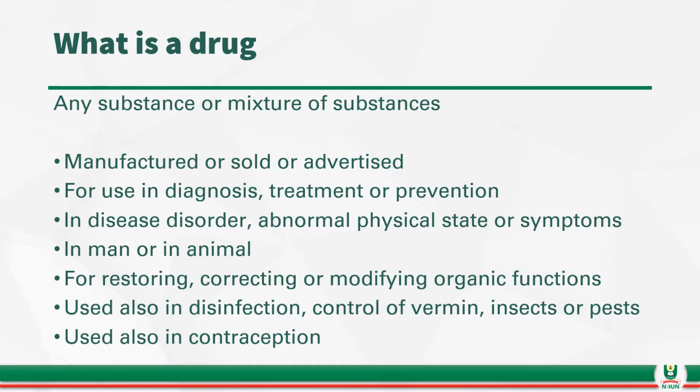Whether it's a disease, disorder, abnormal physical state, or even symptoms, it has to be in a man or in an animal. It can be used for restoring, correcting, or modifying organic functions. It's also used in disinfection, control of vermin, insects, or pests. It can also be used in contraception. So these are uses of a drug and what we know a drug as.